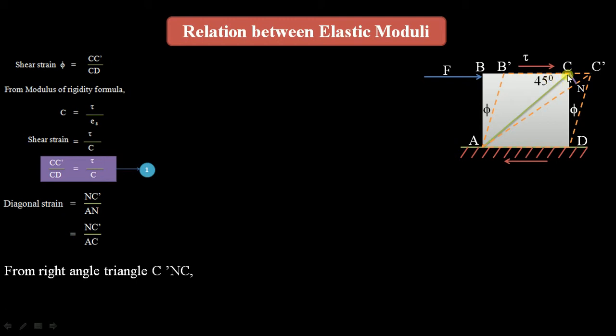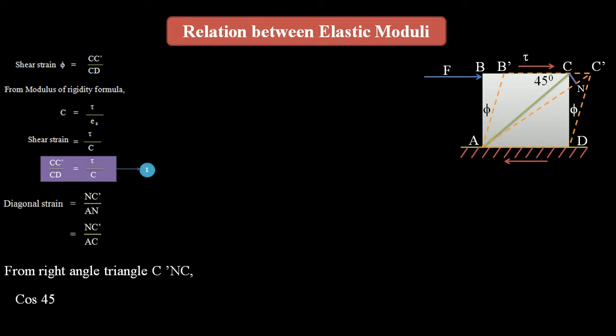So the same angle can be transferred to the angle of CC dash and n. The CC dash n angle can also become 45 degrees. So, taking the cos of 45 degrees from this right angle triangle, we can write that Cn is the opposite, C dash n is the adjacent, and CC dash becomes the hypotenuse here.